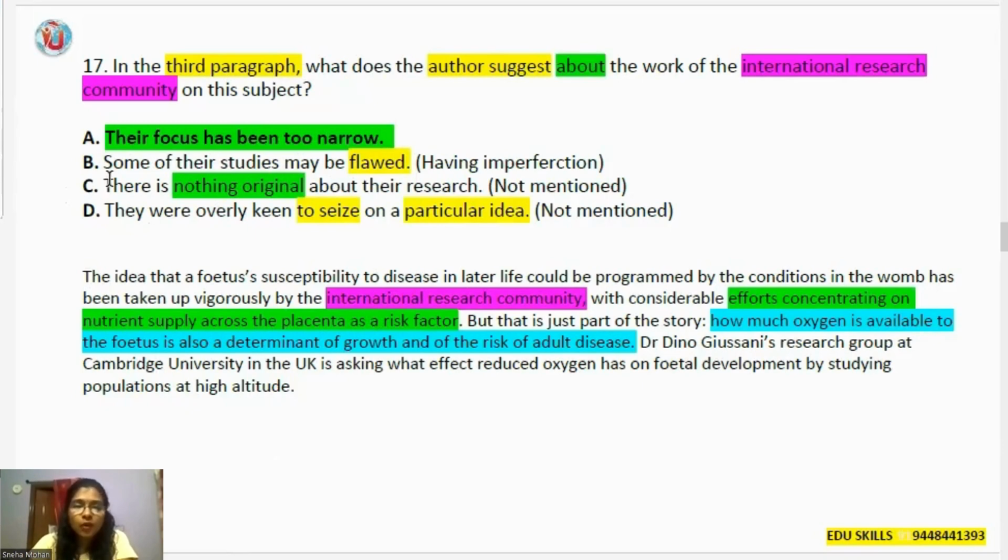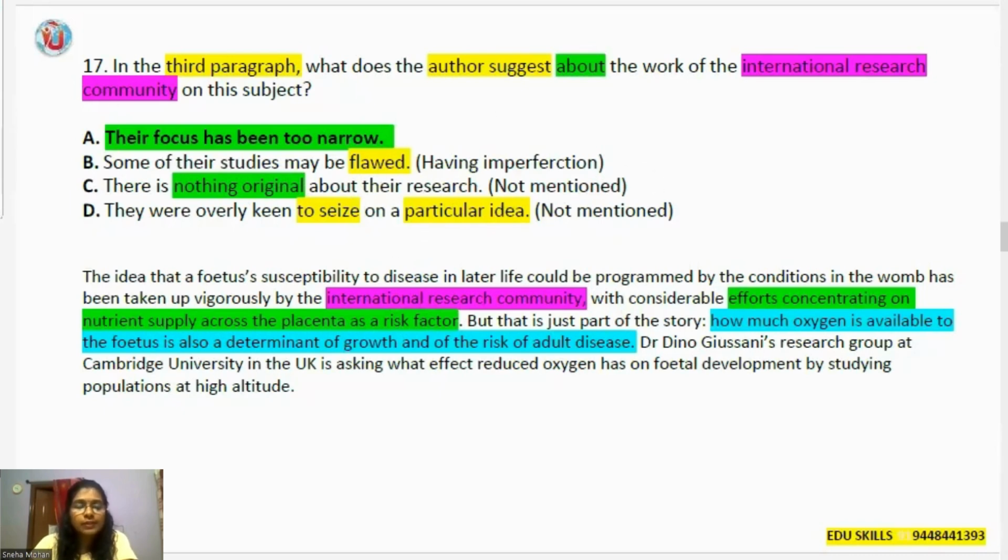Okay. So answer option B. Some of the studies may be flawed. Flawed means it is invalid or having imperfection. So in the text, when you have read the text, did you find that any of the studies? Here it is only about the international research community, and it is only one study which has been mentioned. Here in the answer option, it is mentioned some of their studies. So it is more than one. So this cannot be the answer. Okay, so it is the wrong answer. So we are eliminating answer option B.